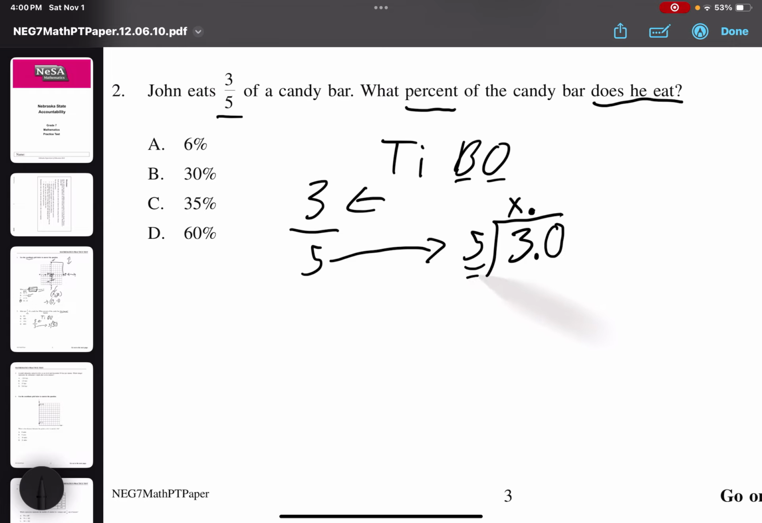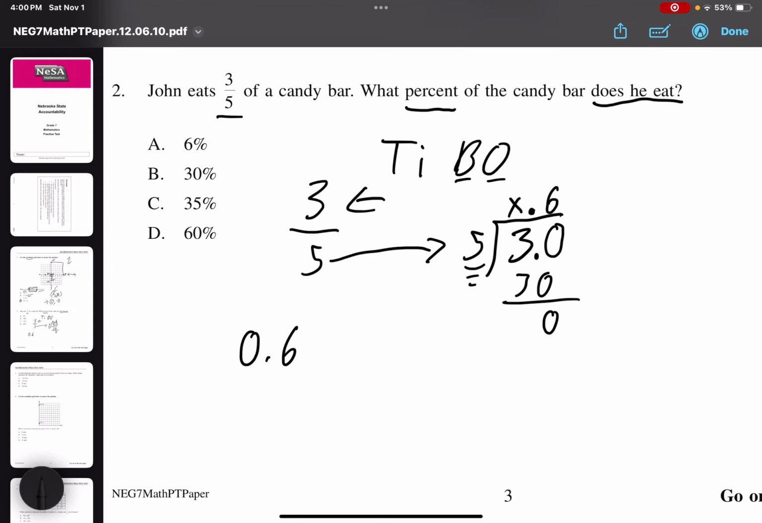Can 5 go into 30? If so, how many times? 5 times 6 is going to be 30. So you have 0.6. How do we make that a percentage?